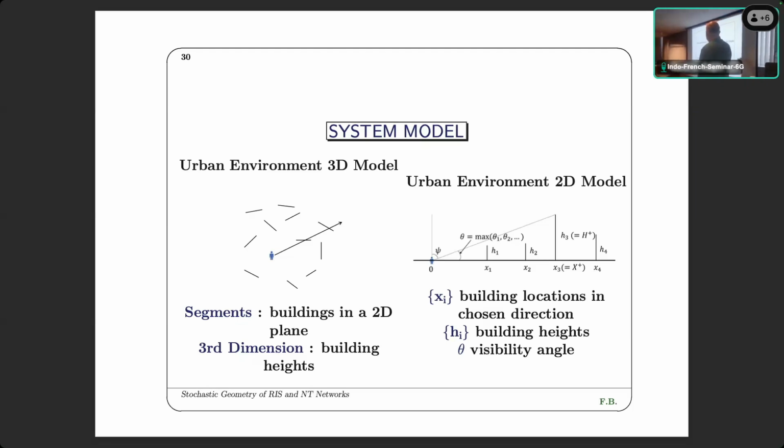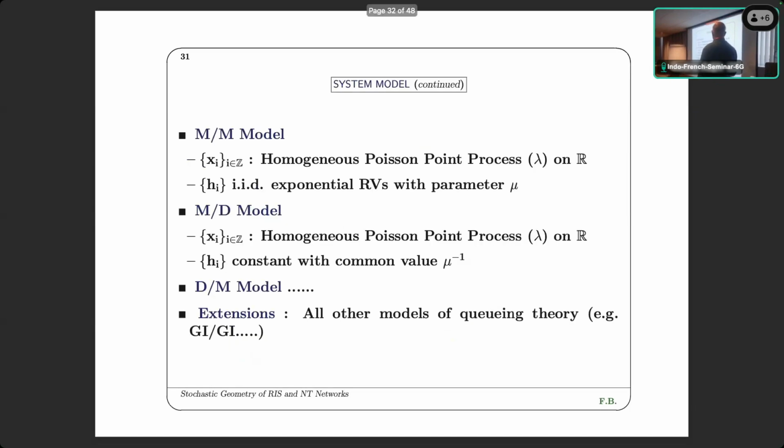There is a 3D problem that we are spending a lot of time on with Junse, and a 2D problem which we have solved in a sense. I'm a queuing theorist by training, perhaps some of you too, and so I name things with queuing theory terms. There is the MM model, where the buildings are homogeneous on R with intensity lambda, and the heights are exponential with parameter mu.